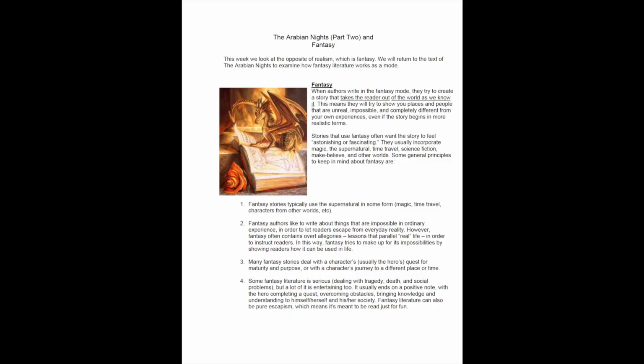So this week, we'll be looking at the opposite of realism, which is fantasy. We will return to the text of the Arabian Nights to examine how fantasy literature works as a mode. When authors write in the fantasy mode, they try to create a story that takes the reader out of the world as we know it. This means they will try to show you places and people that are unreal, impossible, and completely different from your own experiences, even if the story begins in more realistic terms.